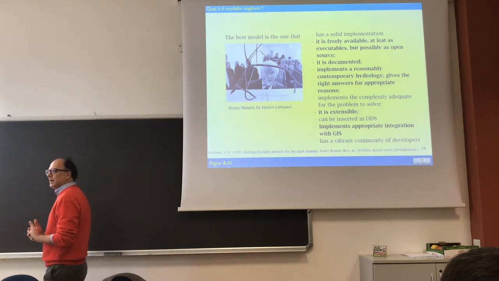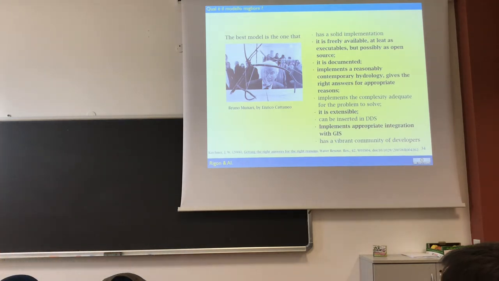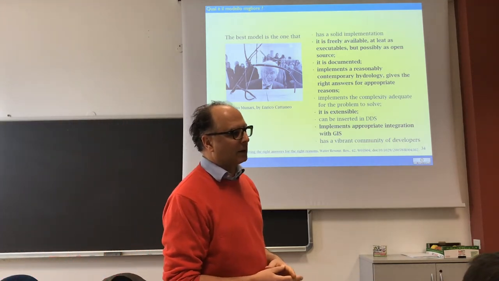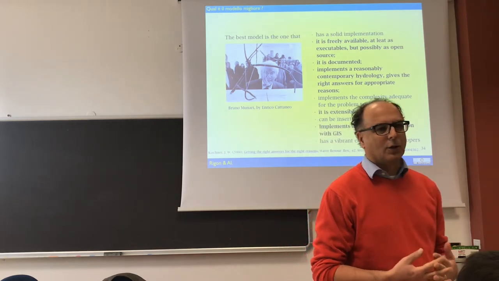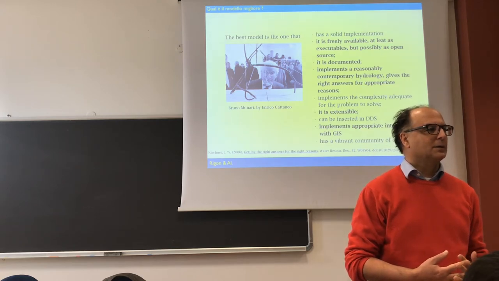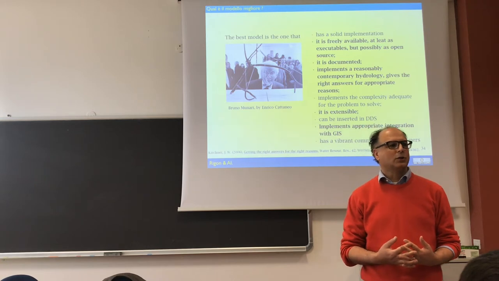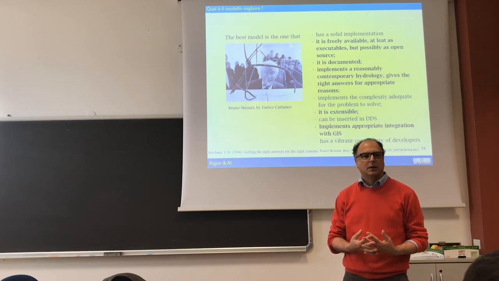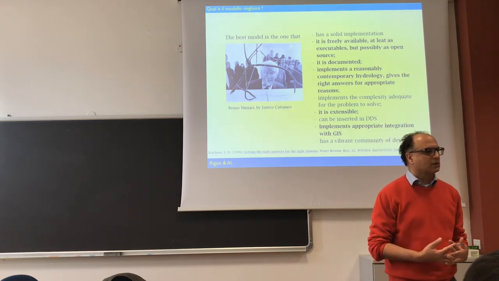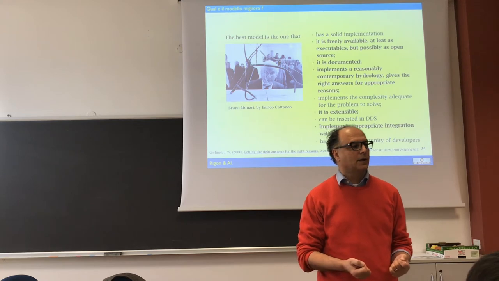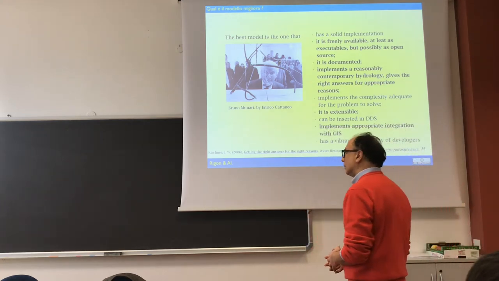And it must implement a reasonable contemporary hydrology. Meaning, if you use white equations for describing evapotranspiration, you are not doing contemporary hydrology. If you use some sort of kinematic models for doing surface hydrology, as many practitioners still do nowadays, I don't say that it is wrong, but they can use the wrong parameterization. The right parameterization, the right consciousness of what it can do or cannot do is part of being contemporary.